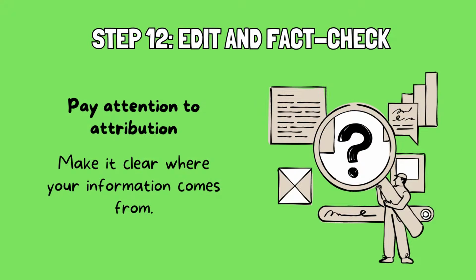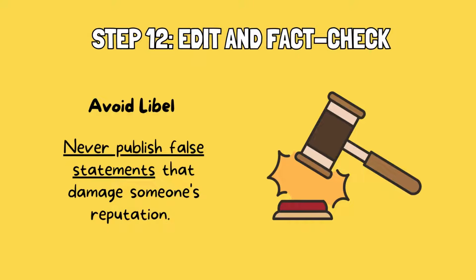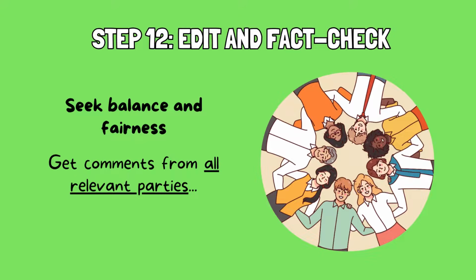Fifth, pay attention to attribution. Make it clear where your information comes from. For sensitive claims, always attribute to specific sources, a person, a report, an agency. And avoid libel. Never publish false statements that damage someone's reputation. If you're making serious accusations, you must have solid evidence and proper attribution. Also seek balance and fairness. Get comments from all relevant parties, especially when reporting criticisms or accusations. If someone doesn't respond, note your attempts. Company X did not respond to requests for comment.